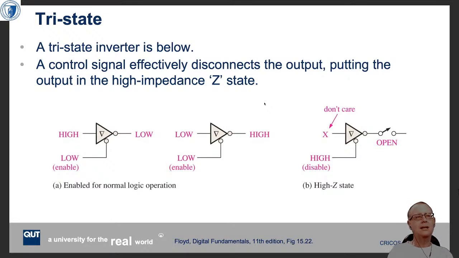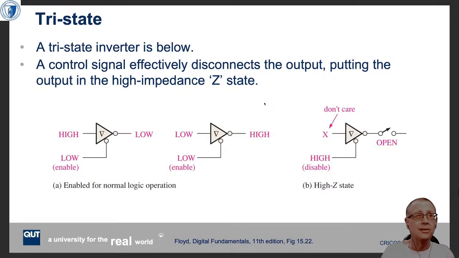When the enable input is high, and remember it's active low, so high means it's off. When the enable input is high, then the output is completely disconnected from the rest of the circuit. Okay? This way of doing things is called a high impedance output or a tri-state output. Tri-state meaning the possible outputs are 0, 1 or Z. Right? Completely disconnected.